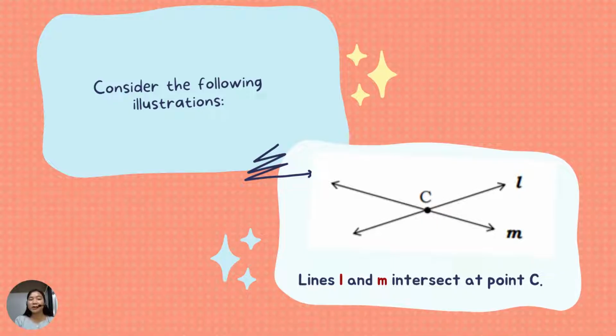Next, consider the following illustrations. Here in this illustration, we have two lines, line M and line L. Lines L and M intersect at point C. As you can see, they are intersecting, and this is the point C.